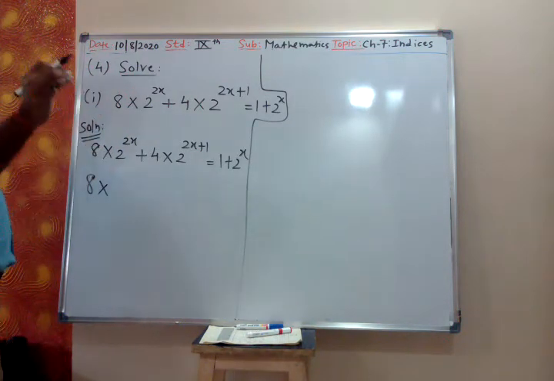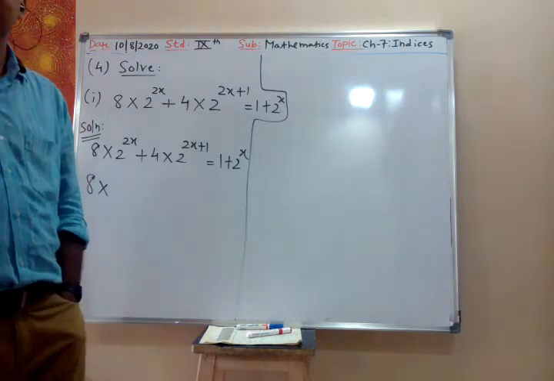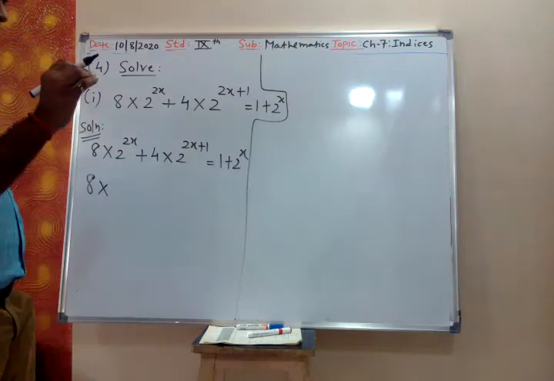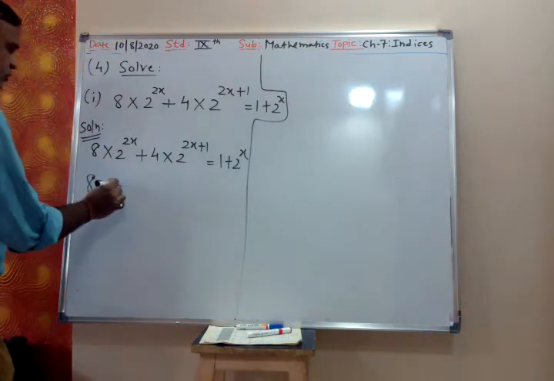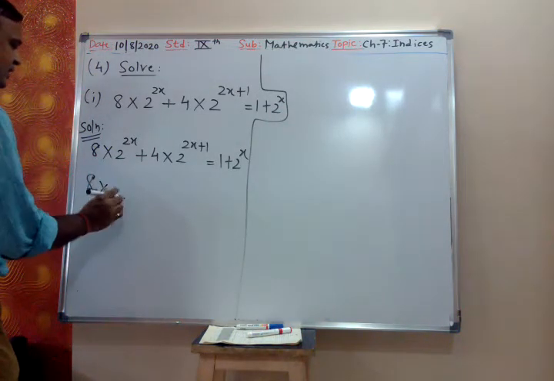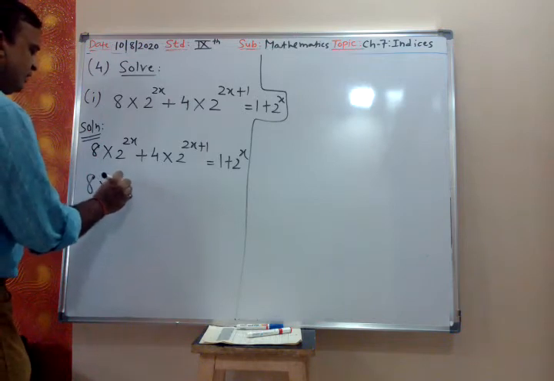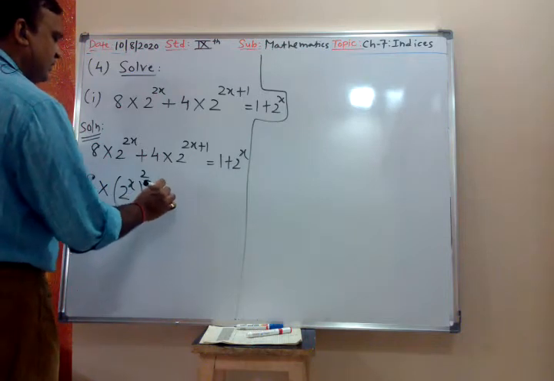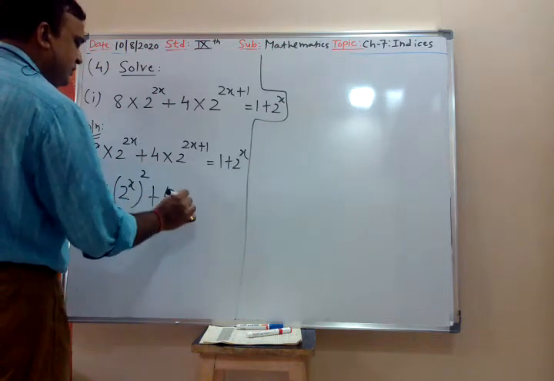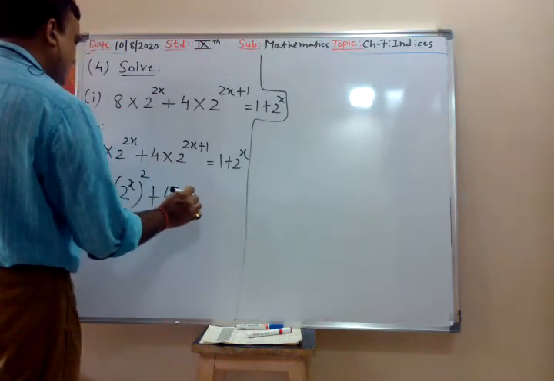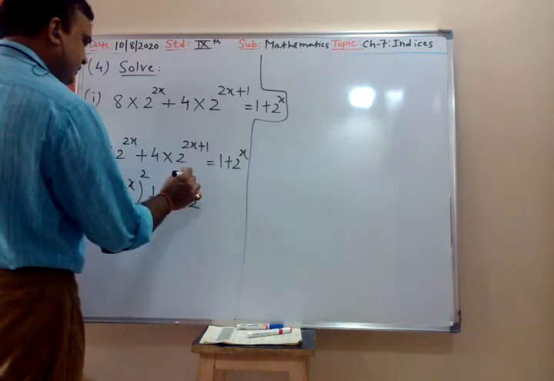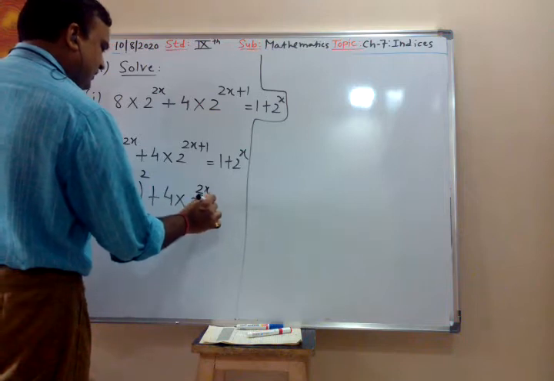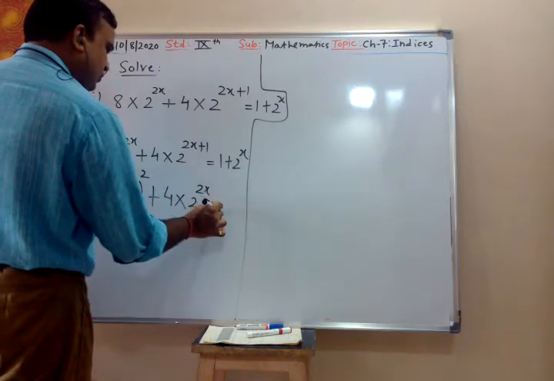Let us see. See, that way the quadratic was different. Here, quadratic: 2^-2x, I will write as 2^-x raised to 2. Wait, let me write in this way. Plus 4 into 2^-2x plus 1, I will write 2^-2x into 2^-1.